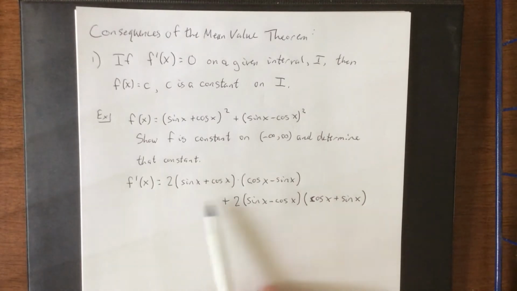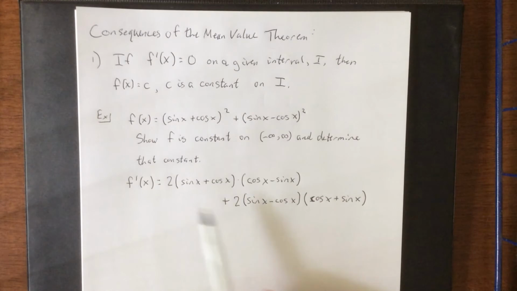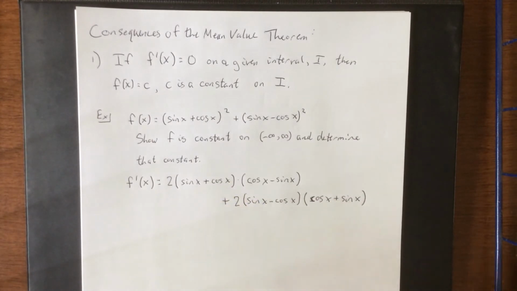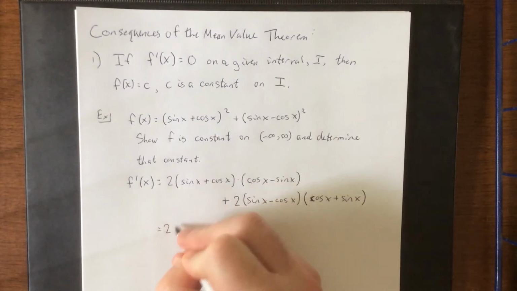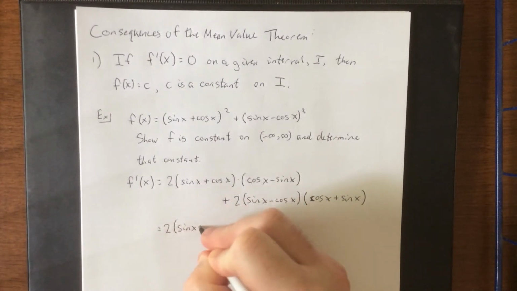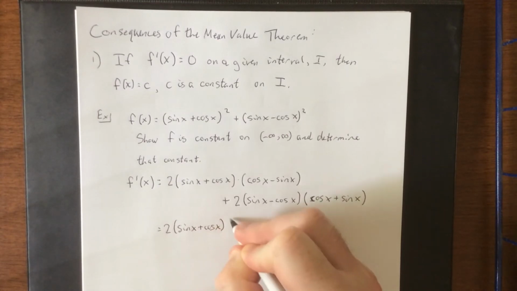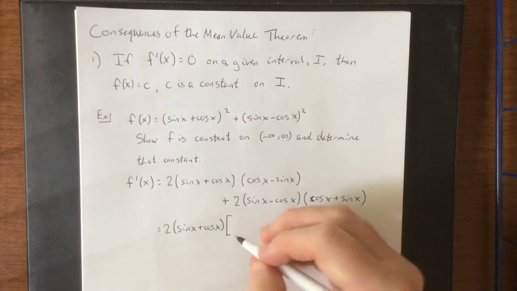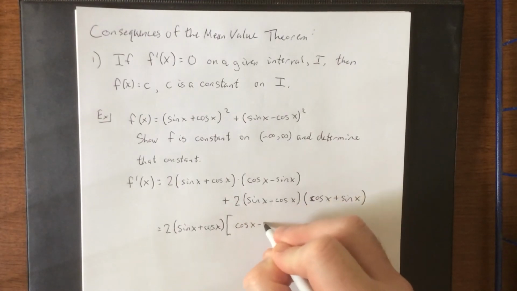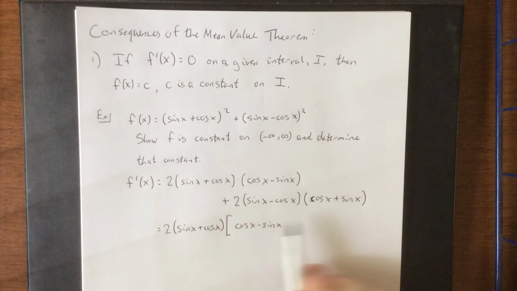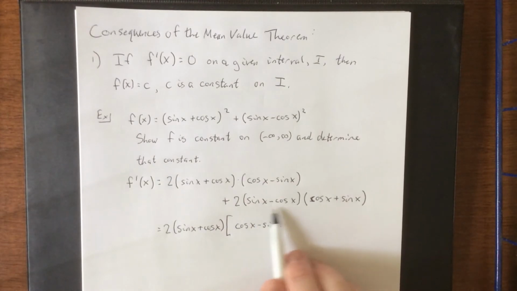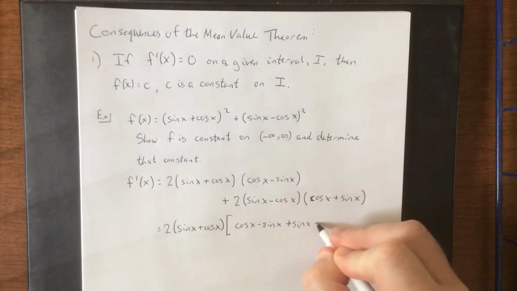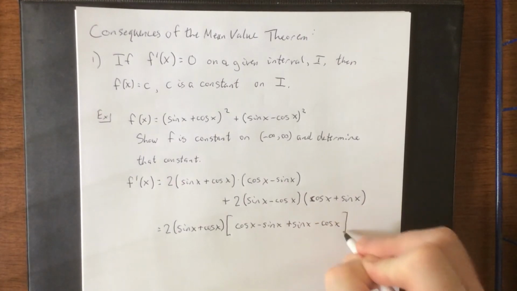Now, the thing that I'd like to observe between these two things is that they both have a 2 in common, and they both have a sine of x plus cosine of x in common. So what I'm going to do is go ahead and factor those out. When you factor those out of the first big term up here, you're left with just this set of parentheses. That's a cosine of x minus the sine of x. And when you factor it out of the second set of parentheses, you get just this set of parentheses left over. So that'll be plus sine of x minus cosine of x.